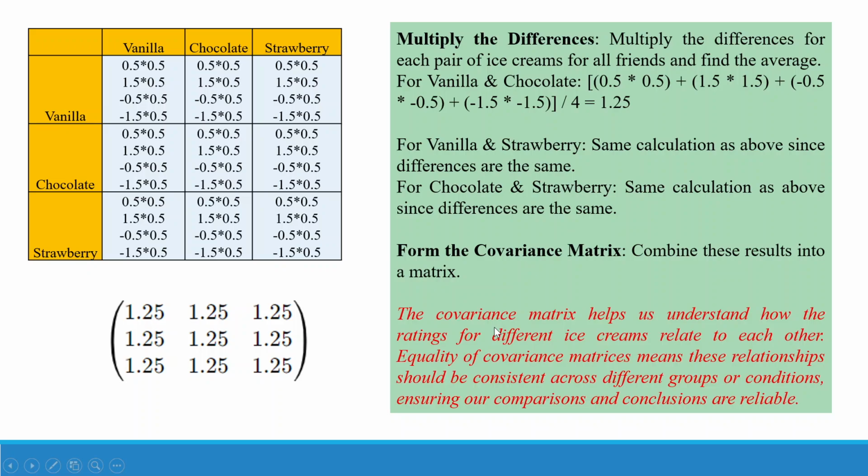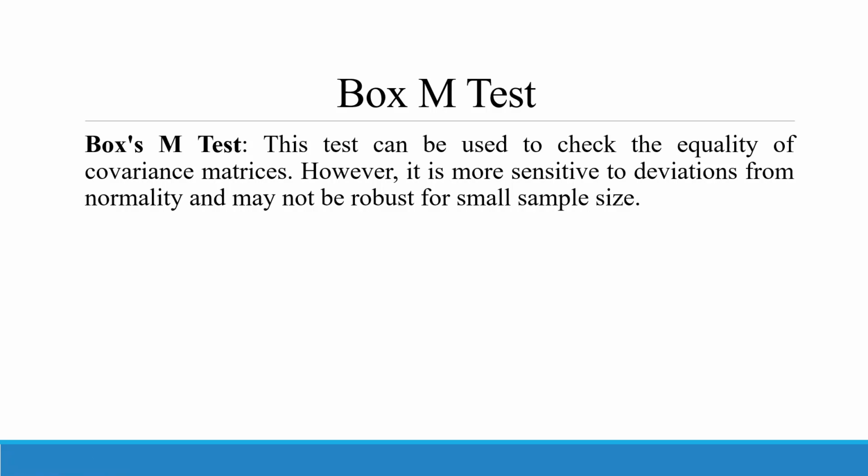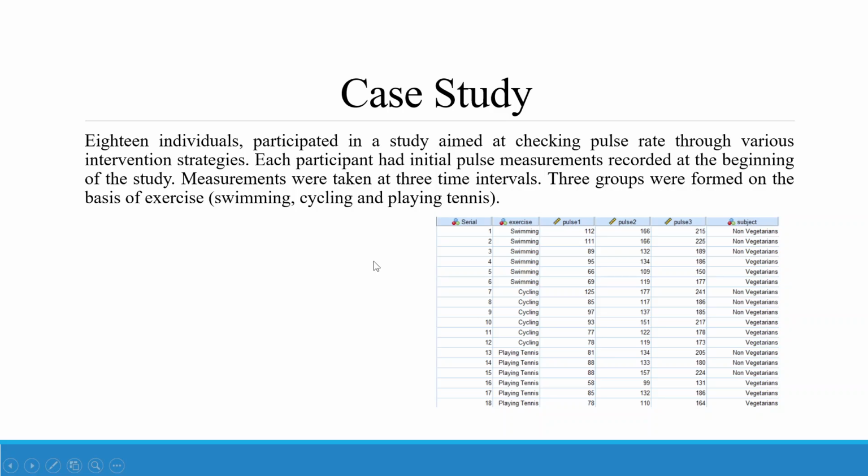The covariance matrix helps us to understand how the ratings for different ice creams relate to each other. Equality: the figures should be the same. The equality of the covariance matrices means this relationship should be consistent across different groups or conditions, ensuring our comparisons and conclusions are reliable. So we have a test, which is the Box's M test, to check the equality of the covariance matrices. However, it is more sensitive to deviations from normality and may not be robust for small sample size.